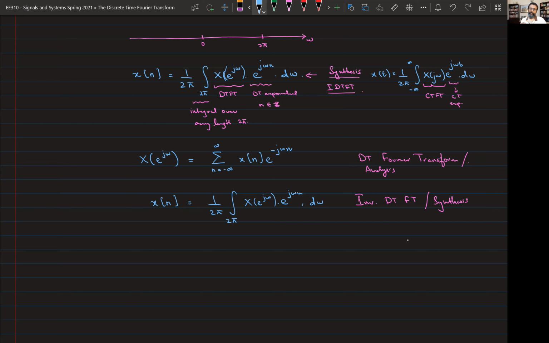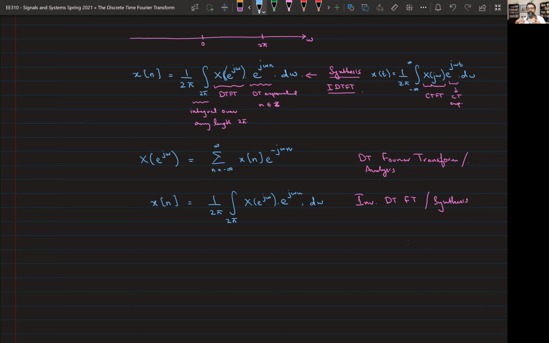Similarly, in the discrete time case, there's something called the Z transform, which we won't have time to study. It turns out that the Fourier transform is a Z transform evaluated on e raised to j omega, which is a unit circle. Forget about the details, but that's one of the reasons why Oppenheim uses this notation.